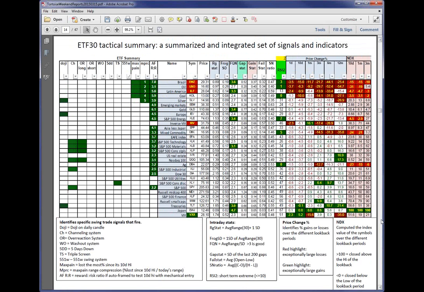ETF summary: even more of the 30 are on buy signals for the auto framers, so it's more of a market condition than, again, individual conditions. Plenty of channeling and overreaction to choose from, and among the top 5 we have 3 out of the top 5 firing on the RSI2 value as well.